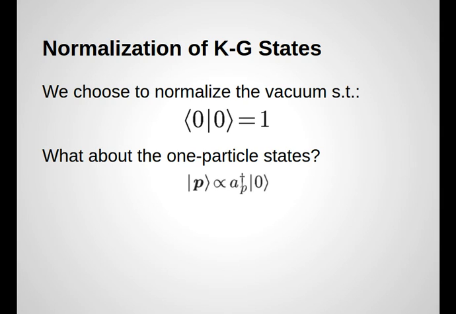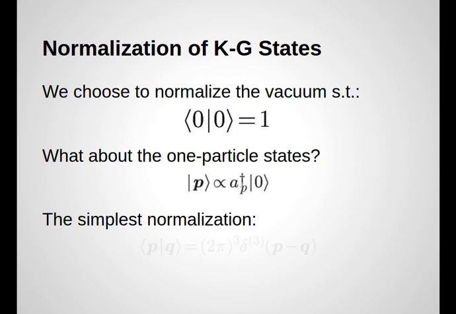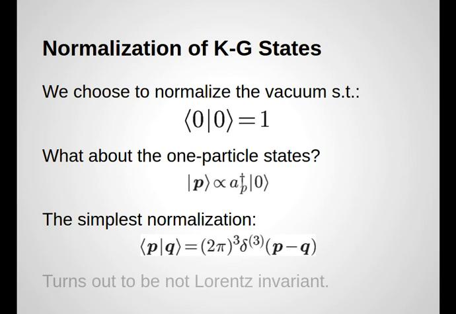The tricky part comes in when you start to talk about the one particle states, right? And by one particle states, I mean exactly that, where I hit the vacuum with an A dagger, okay? So that's how we define a one particle state. If you look in some books, they choose to go with the simplest normalization, which is this, okay? It's just a generalization of the normalization of single particle states in regular quantum mechanics, right? They're just replacing Kronecker delta with a Dirac delta, and again, that factor of 2 pi cubed comes in because we're dealing with volumes, okay?